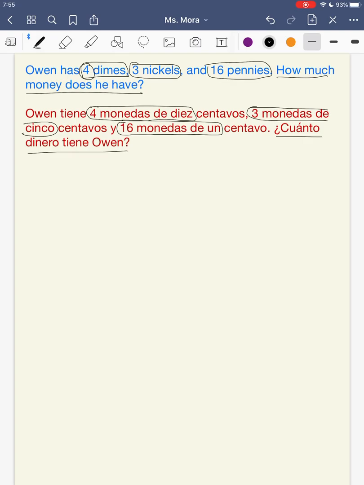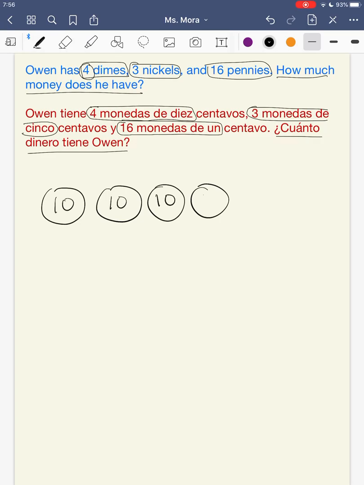Okay. Alrighty guys, so what you're going to do is that you're going to draw the coins. Alright, and you're not going to draw them to look like an actual penny or a nickel or a dime or a quarter. What you're going to do is draw a circle and put the value of each coin. Okay, so for example, if I have 4 dimes, I'm going to draw 4 circles, and I know that each dime is worth 10 cents, so I'm going to draw 10 in each one. Okay? And then there are 3 nickels, so I'm going to draw 3 more circles. And nickels are worth 5 cents, so I'm going to draw a 5 inside each circle.